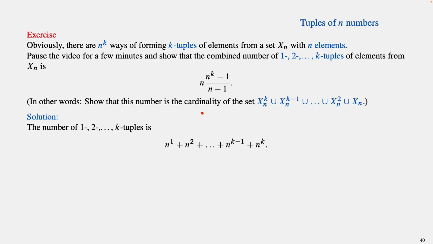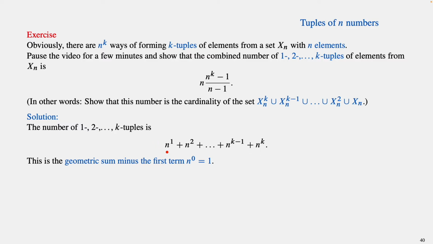I hope you took some time to do this, and here's the solution. So the number of each of the individual tuples for a fixed number k is, as I said here, n to the power of k. So the combined number of all of these tuples from 1 up to k is n plus n to the power of 2 plus, and so on, plus n to the power of k minus 1 plus n to the power of k.